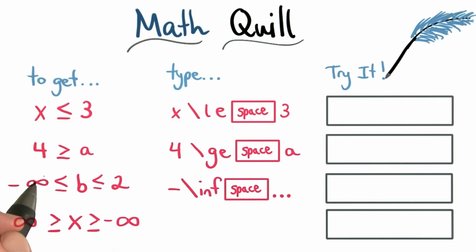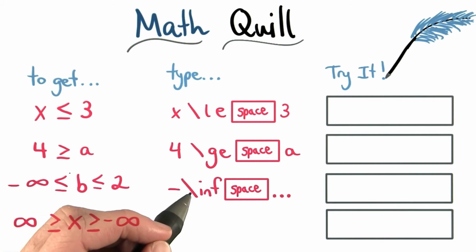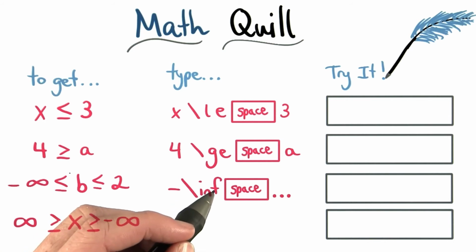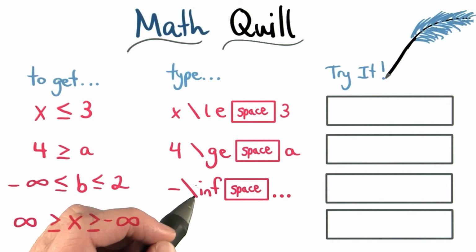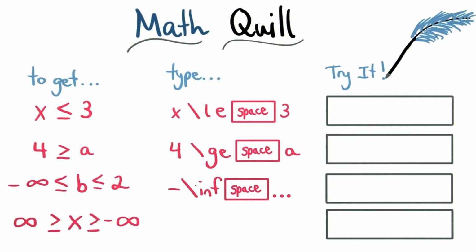For the infinity symbol, you simply need to type in a backslash and then the letters I, N, F, and a space. The space again will transform these characters into your infinity symbol. For this infinity, it's negative, so I put a negative sign in front first. This is just the minus sign or the dash on your keyboard.